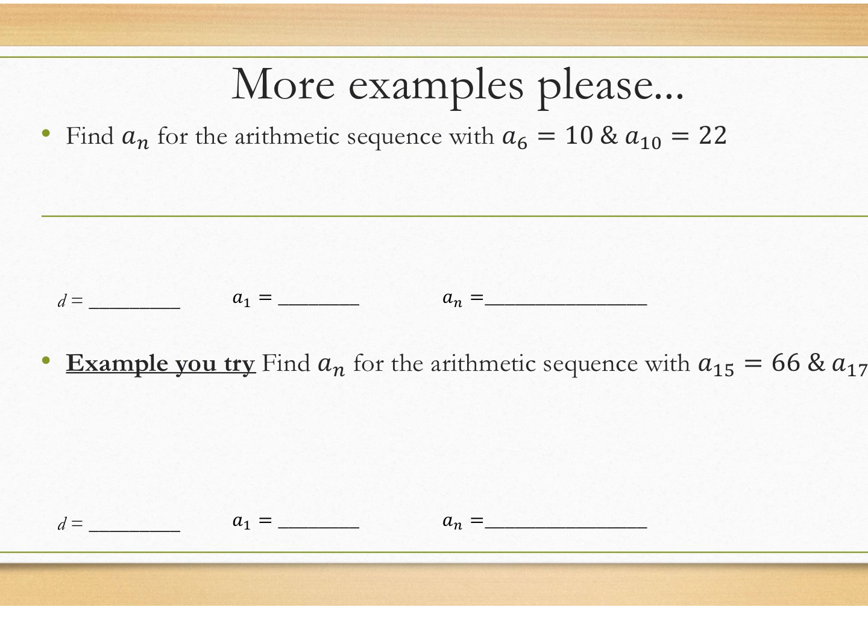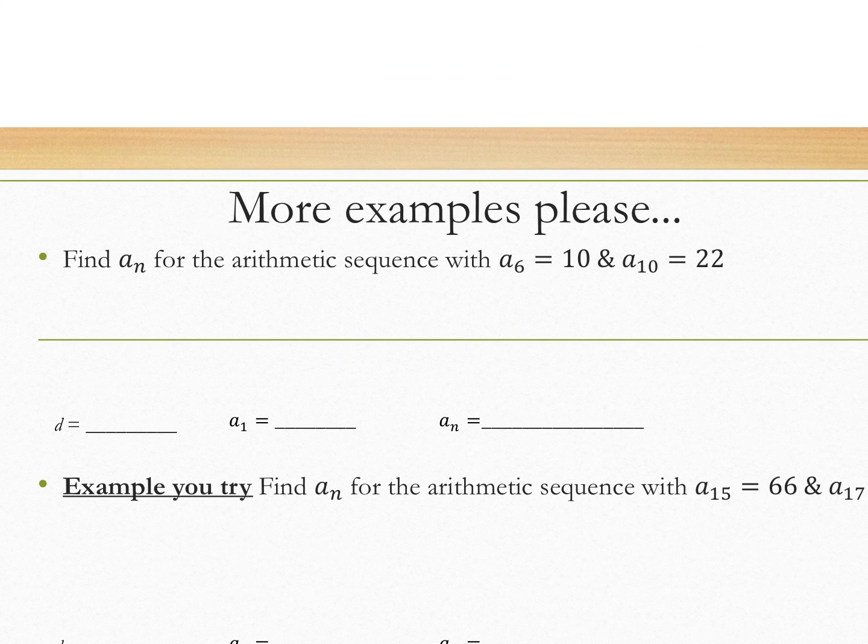So in this next problem, you're going to find the arithmetic sequence. This time you're going to be given the 6th term and the 10th term. And with this type of question, there's a couple different things that you can do. First of all, I know the 6th term, and I know the 10th term, right? I know the 6th term is 10 and the 10th term is 22.